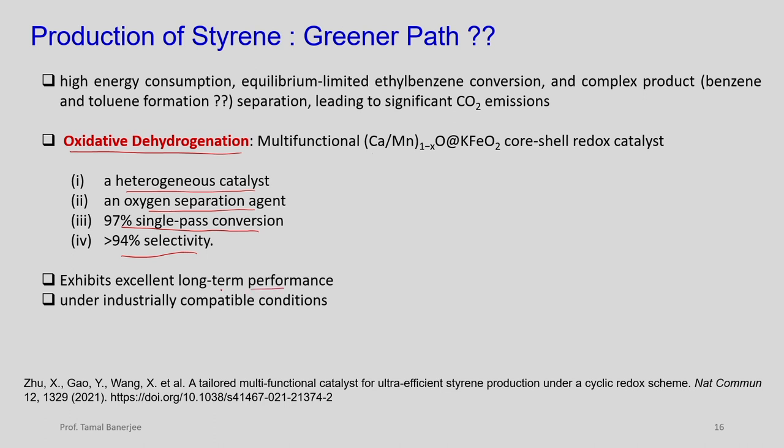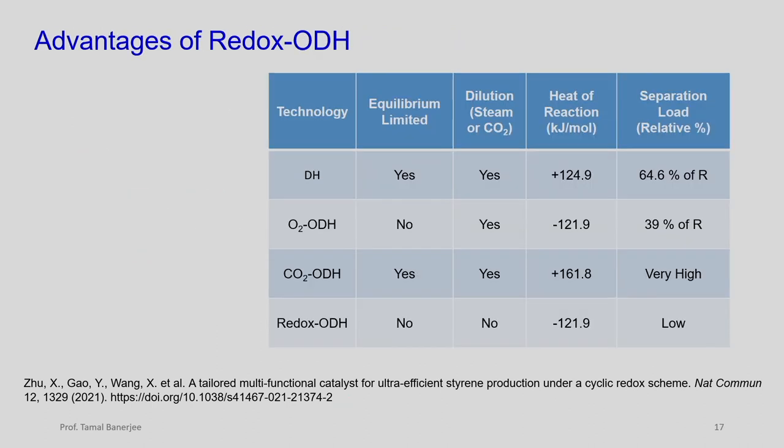So it exhibits long-term performance and it is under industrially compatible conditions. So it has not been used in industry yet. It is a multifunctional redox based catalyst. So you can go through this article, a tailored multifunctional catalyst in Nature Communications. So it is a recent development. But before we go into the process, let us see what are the advantages and disadvantages of the conventional process.